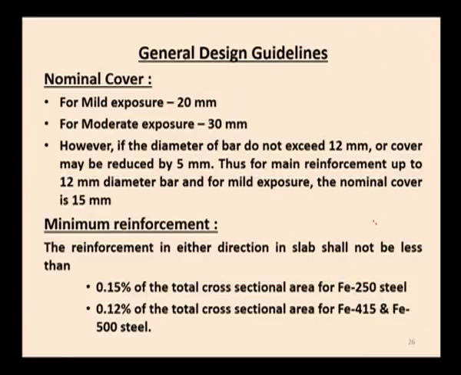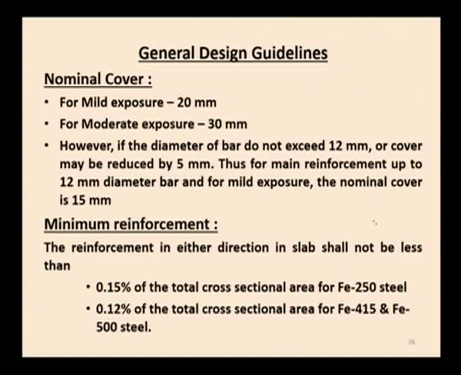When you design the reinforcement required for the slab, it should not be less than the minimum reinforcement which is specified in IS 456. It depends on the types of steel used in the design. There are two types of steel we are using: one is mild steel, another one is deformed bars. Mild steel is otherwise called Fe 250 steel; 250 means the characteristic strength of mild steel is 250.